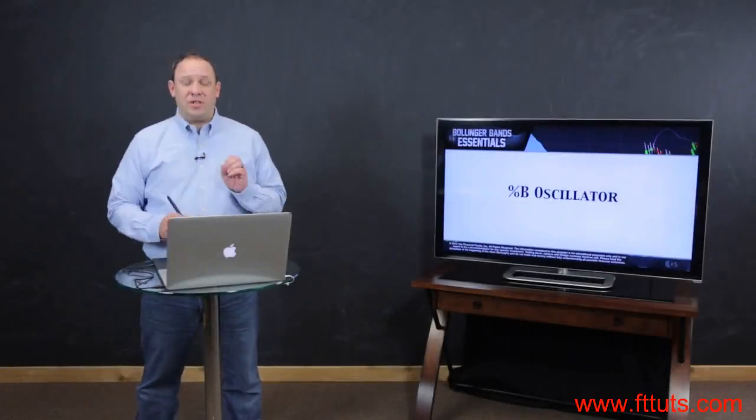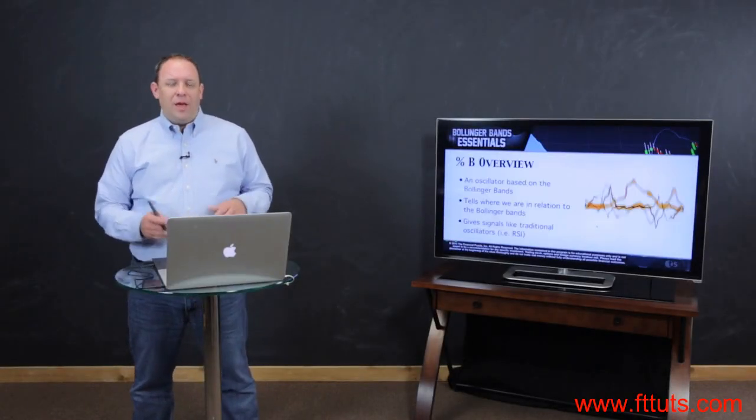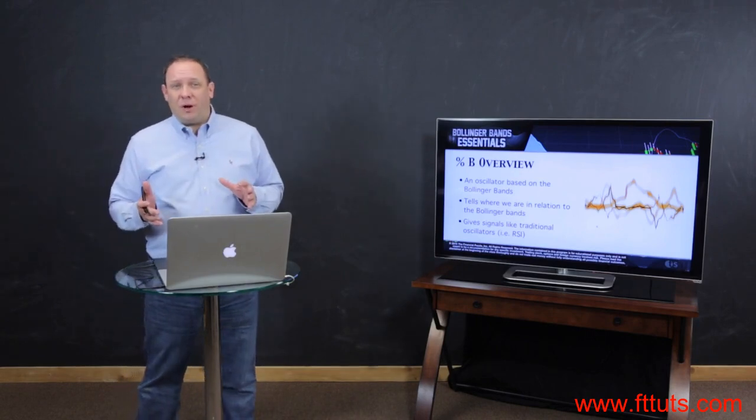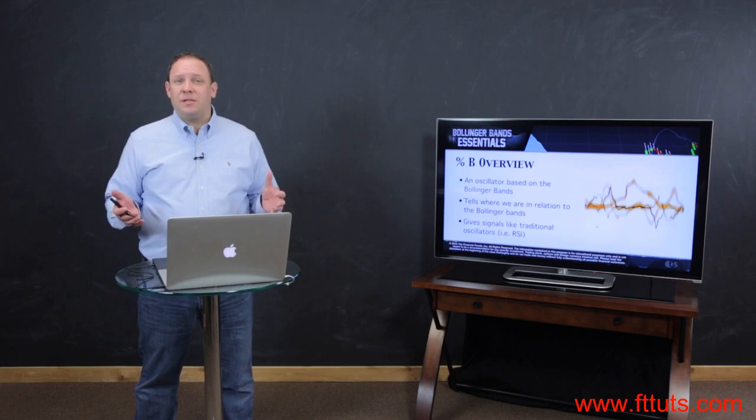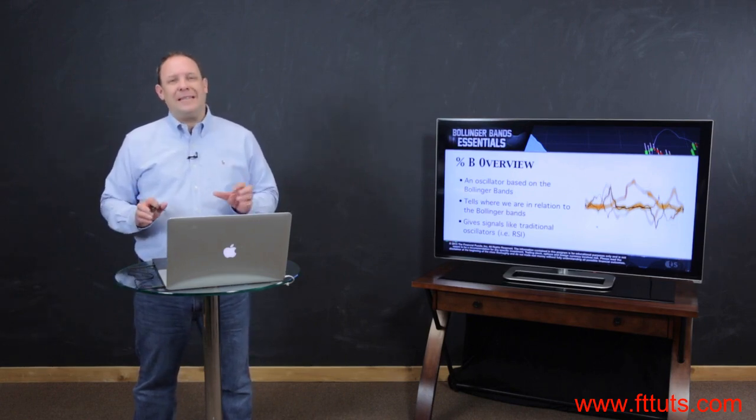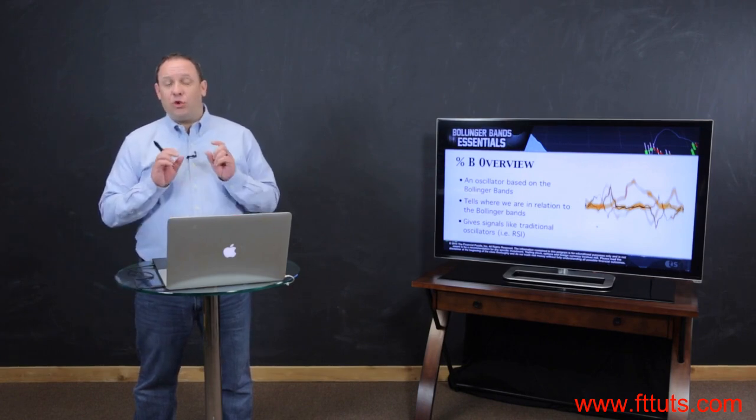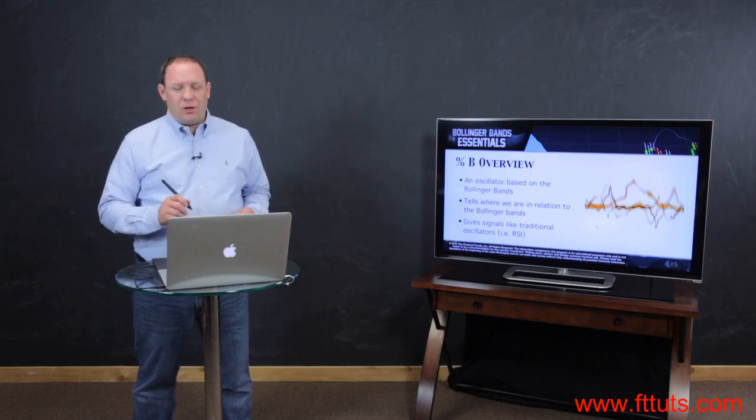So let's start learning about the percent B oscillator. Now, you should have a pretty good idea of what oscillators are if you've been through the Foundations of Stocks and Options. And the percent B oscillator is going to be very similar. Again, the difference is that it's taking that information as a derivative of those Bollinger Bands. Let's learn about it here.